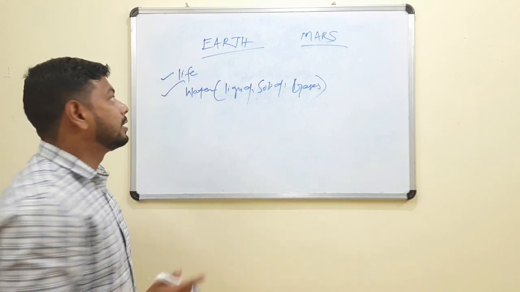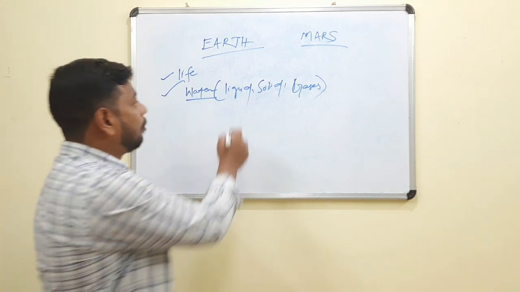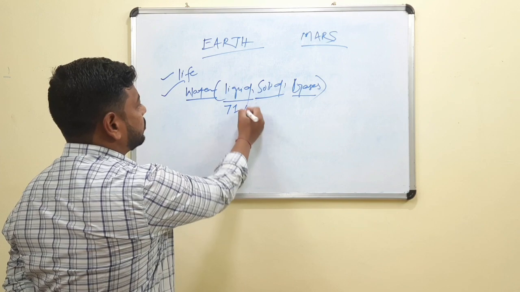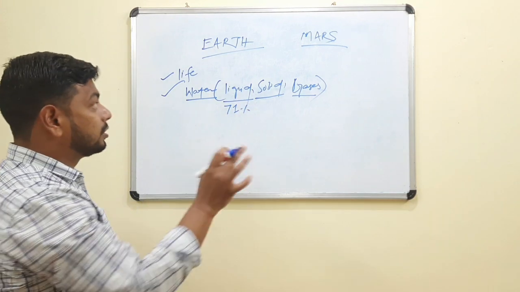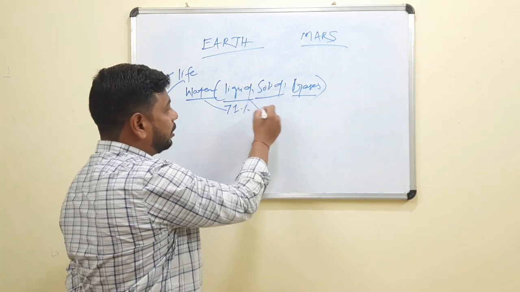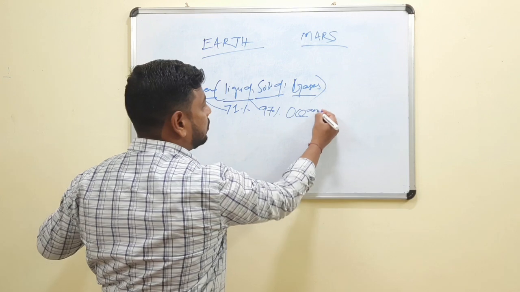The major reason is water first. That water is in the form of liquid, solid and gases. 71% of Earth's surface is covered with water, and among it the majority, 97%, is in the form of oceans.